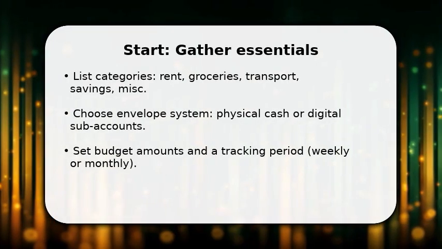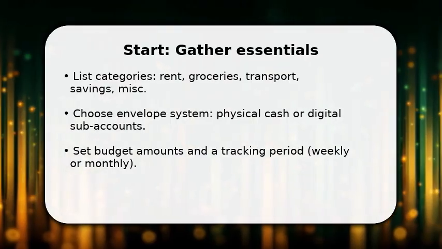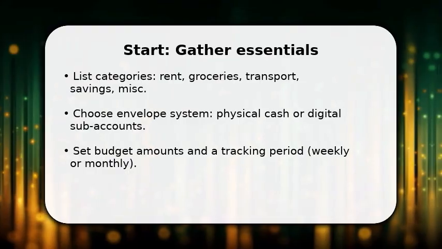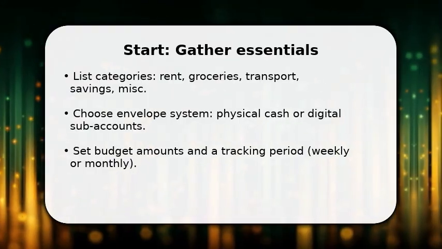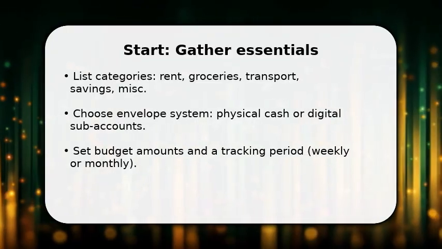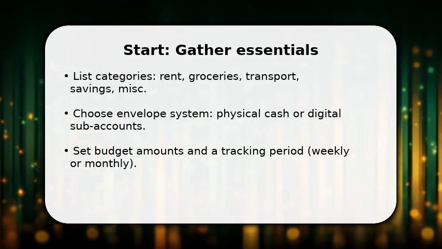You begin by choosing categories and committing to the first distribution. Gather cash, envelopes, labels, and a simple ledger or spreadsheet. Decide whether you'll use physical envelopes or digital sub-accounts. Each has trade-offs. Cash enforces discipline, digital provides convenience.